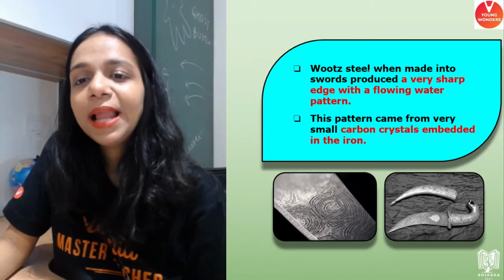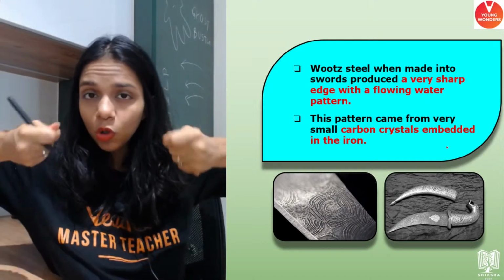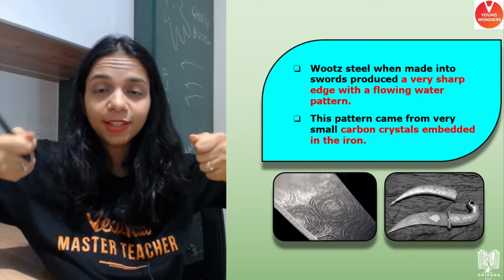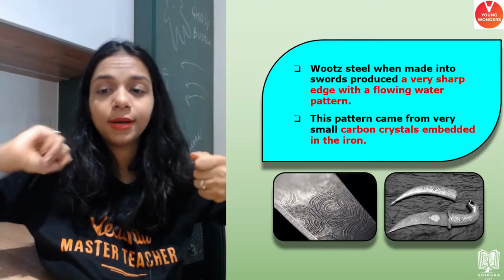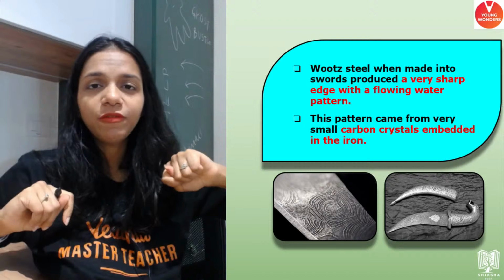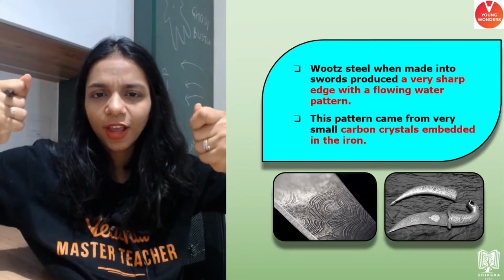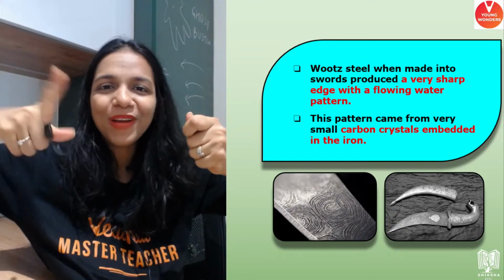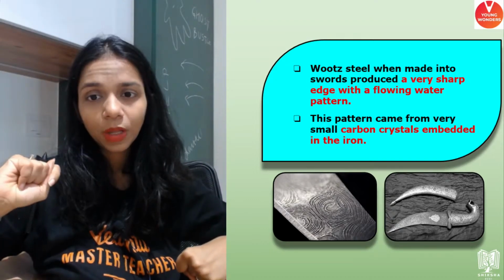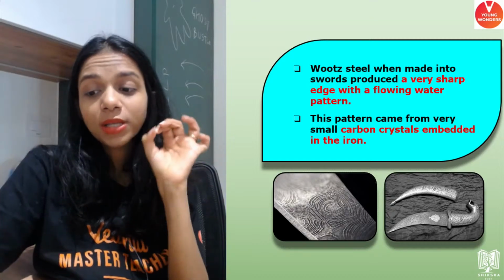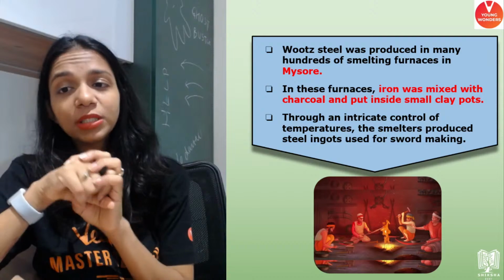So wood steel, when made into swords, produced a very sharp edge. And if you looked at the sword from a different angle, you could see a flowing water pattern. So if you see a lot of movies where the king is presented with the sword, he will always look at the sword this way. And he would look at that flowing river pattern and know that the quality of the sword is very good. This pattern came because carbon crystals and iron were mixed to produce the wood steel.